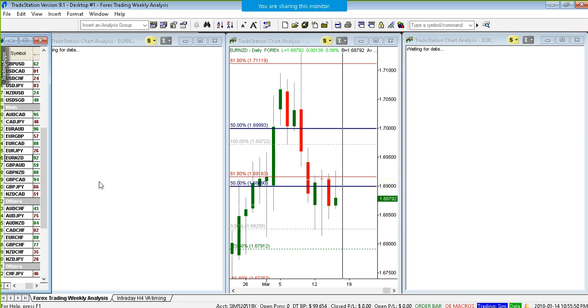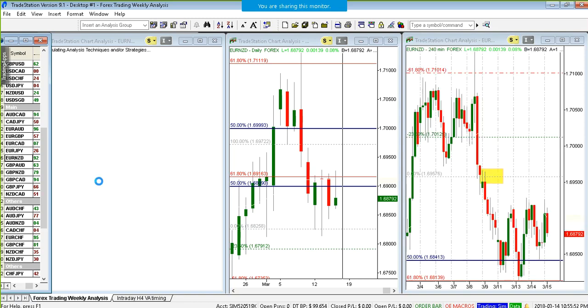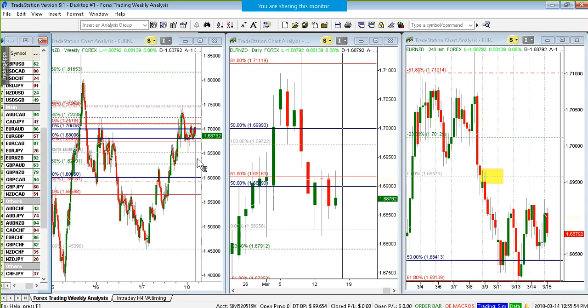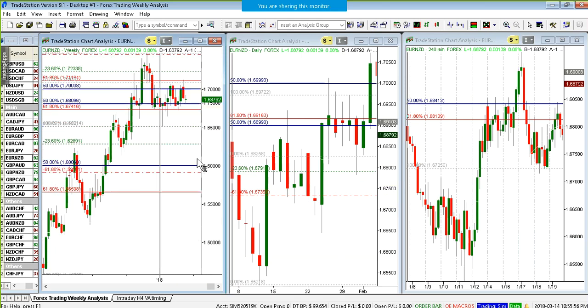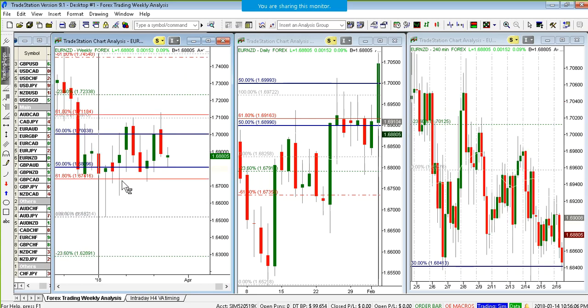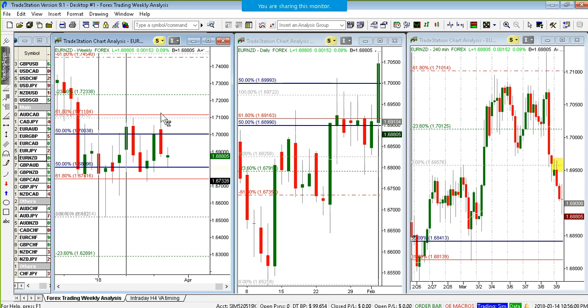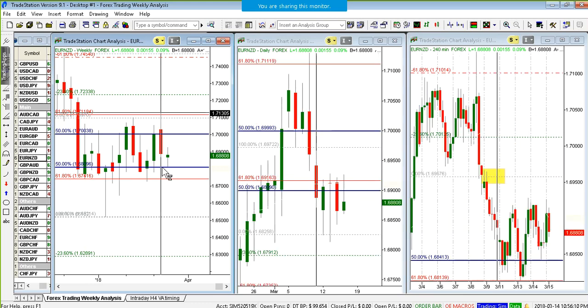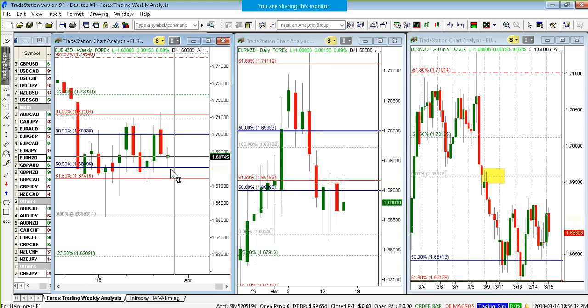So this market is correcting lower after breaking that 50%. So the 50% is still valid. In fact, this market is in a lateral consolidation here. Bulls have not held, as you can see here on the weekly, and bears have not held. So now the 50% here on the weekly is holding.